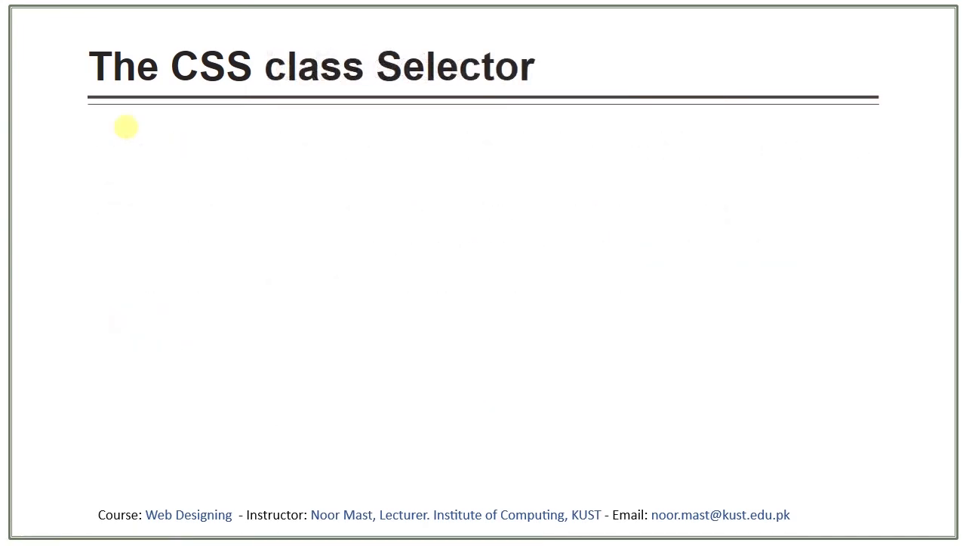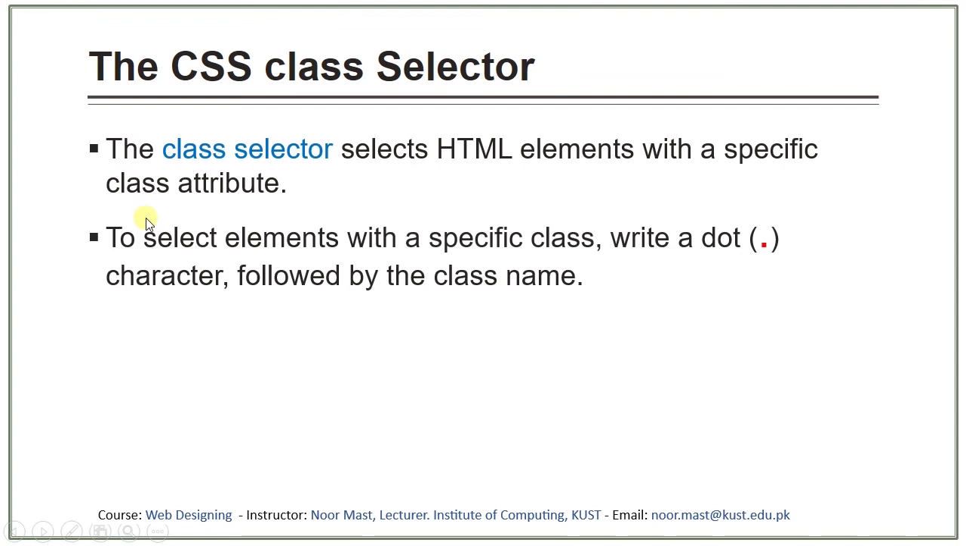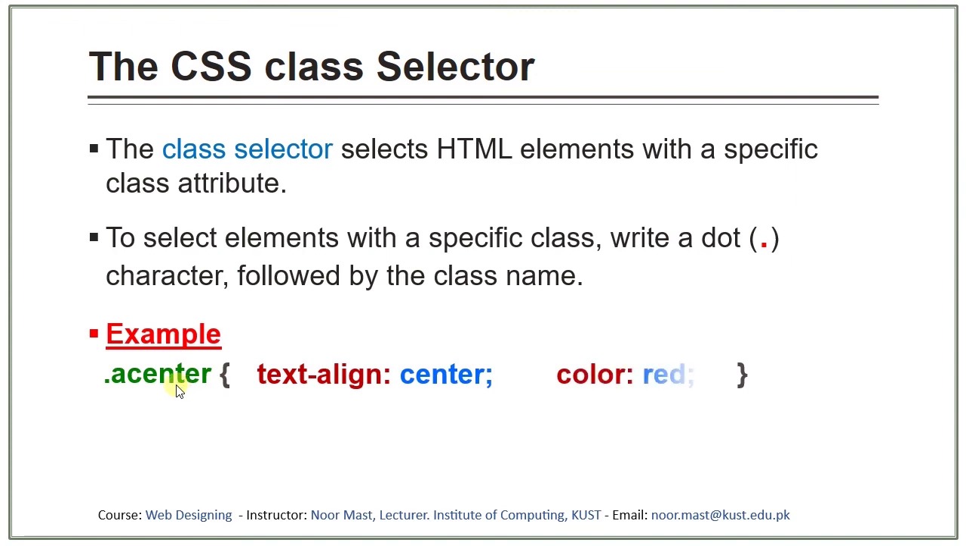The CSS class selector. The class selector selects HTML elements with a specific class attribute. To select elements with a specific class, write a dot character followed by the class name. In our example, the CSS rule will apply to all HTML elements with class attribute having a value of a center.